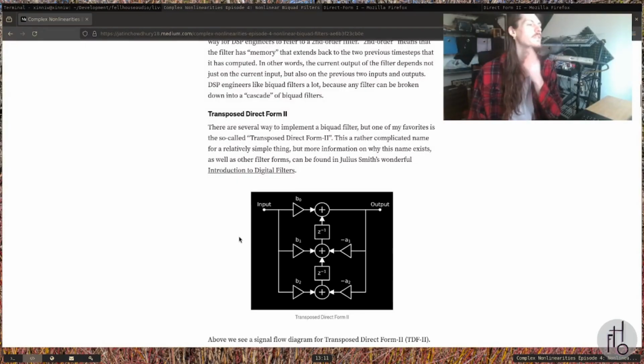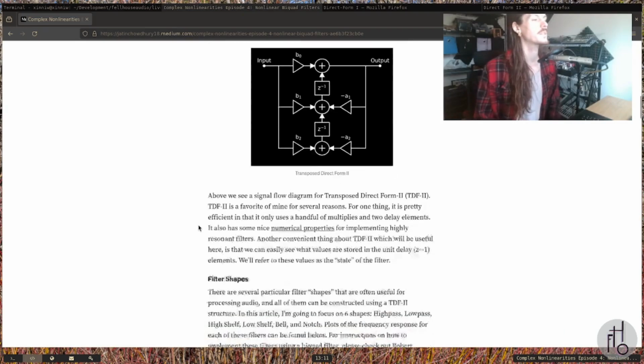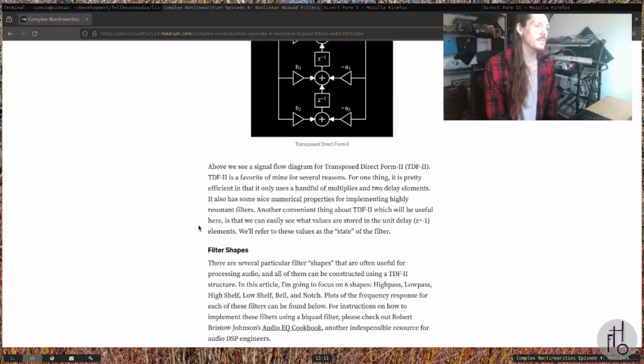What does he have to say on transpose direct form 2? So there are several ways to implement a bi-quad filter, but one of my favorites is so-called transpose direct form 2. It's a rather complicated name for a relatively simple thing. More information on why the name exists can be found in Julia Smith's wonderful Introduction to Digital Filters. Above we see the signal flow diagram for transpose direct form 2. TDF2 is a favorite of mine for several reasons.